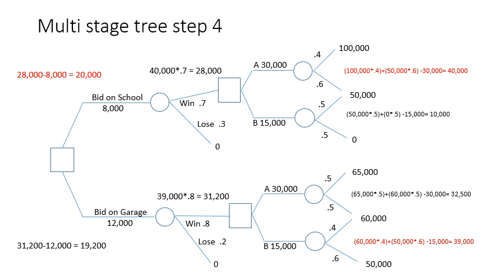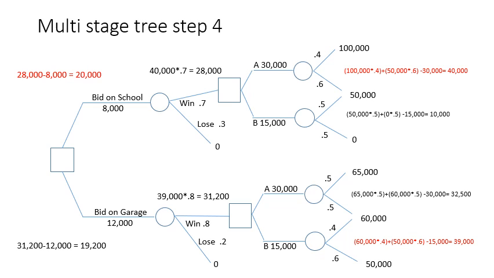So here we've got a value for the bidding on the school of $28,000. We have a cost of $8,000. 28,000 minus 8,000 equals $20,000. Over here we have a value of 31,200 if we were to bid on the garage, but it's going to cost me $12,000 to do that. Therefore, 31,200 minus 12,000 equals 19,200.